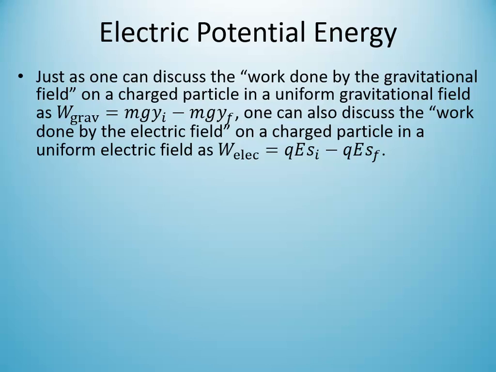let's just say h instead of y, mgh initial minus mgh final. In other words, the initial energy that the particle had minus the final energy. Notice that we switched our negatives here. That's because the work done by a field is equal to the negative of the change in potential energy. Well, we've discussed before, really, at least in passing, that the potential energy of a charge in an electric field, a constant electric field at least, is qEs, where s is the position of the charge. Well, analogously to the gravitational field, we can say that the work done by an electric field is equal to qEs initial minus qEs final.